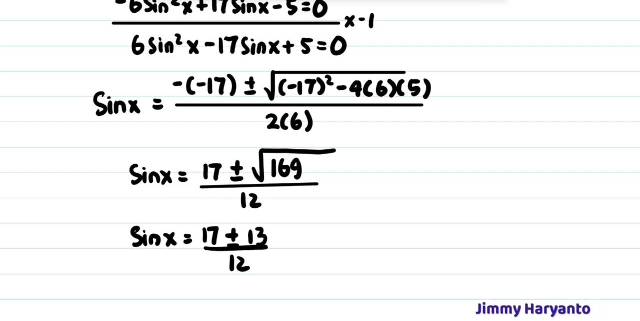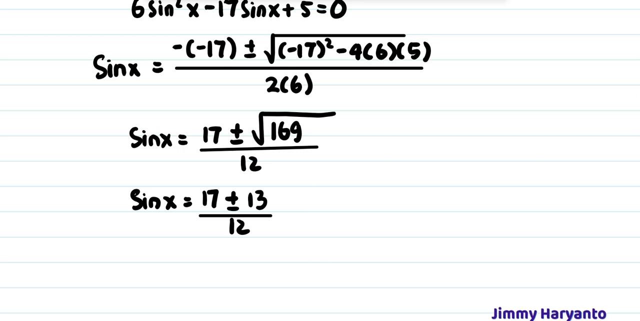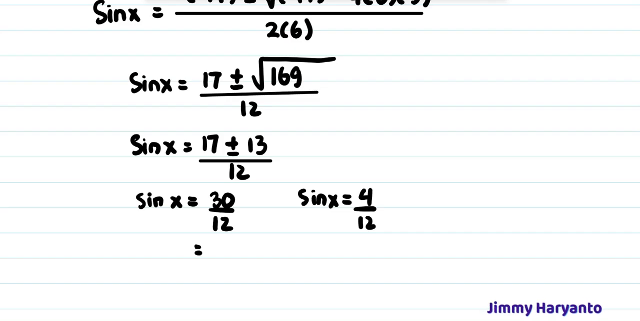Usually when the question says exact, that means there will be a square root or pi or something else, log, ln, e. It will not be like this, so I got tricked, guys. That's okay. So the first one is the positive one, 30 over 12, and the second one is the negative one, 17 minus 13 is 4 over 12. Simplify this: divide by 6, you will have 5 over 2 for this one, and this one is 1 over 3.